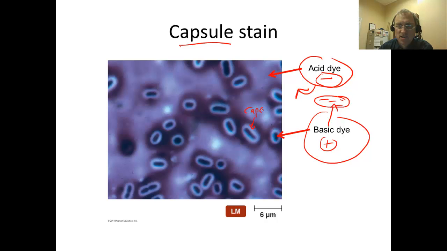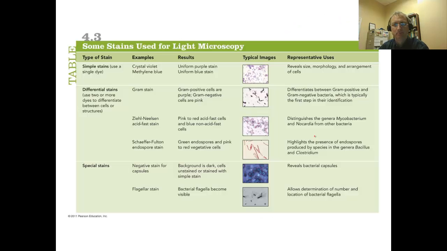that surrounds the bacterium. If we have a bacterium that doesn't make a capsule, what's going to happen is that this background staining dye, the acid dye, is going to go all the way up to the edge of the bacterium, and this halo will be invisible. So the capsule in the capsule stain is the halo that surrounds bacteria, that actually doesn't take up the acid dye or the basic dye.